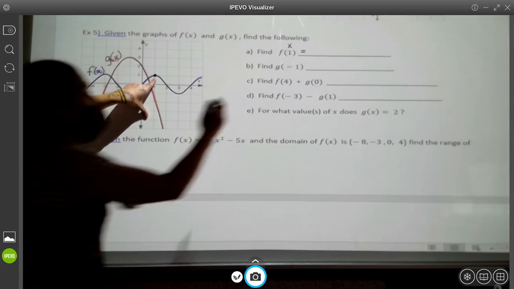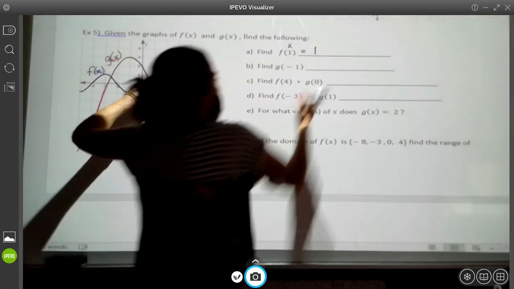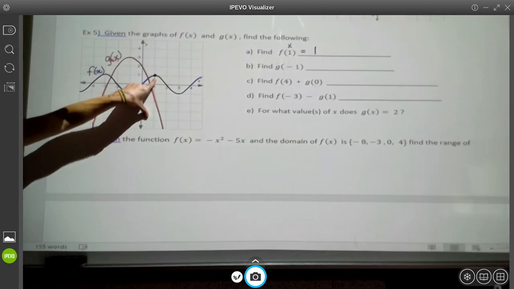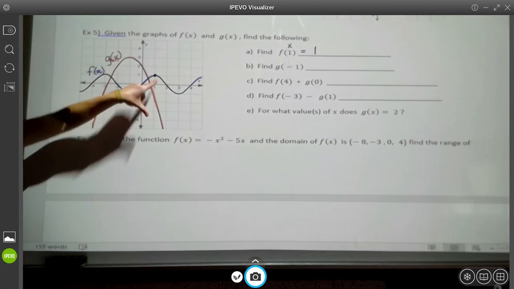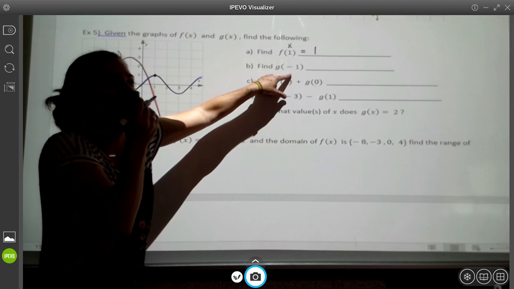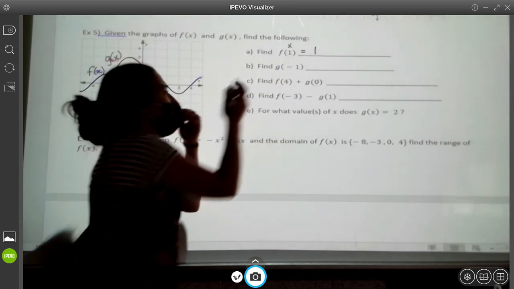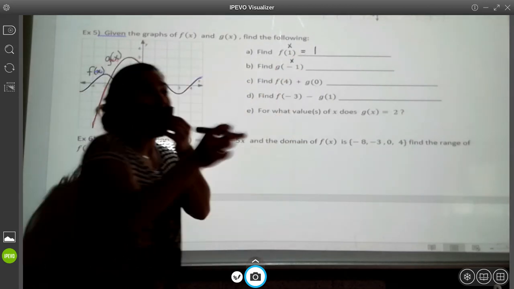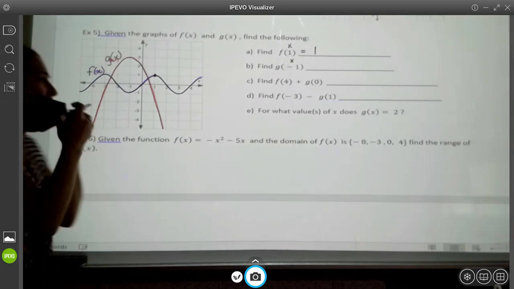Everybody? 1. So that means when 1 goes into f, it'll spit a y value of 1 out. All right? Let's find g of -1. Now you're going to g, you're plugging -1 in as x. Who does G spit out?